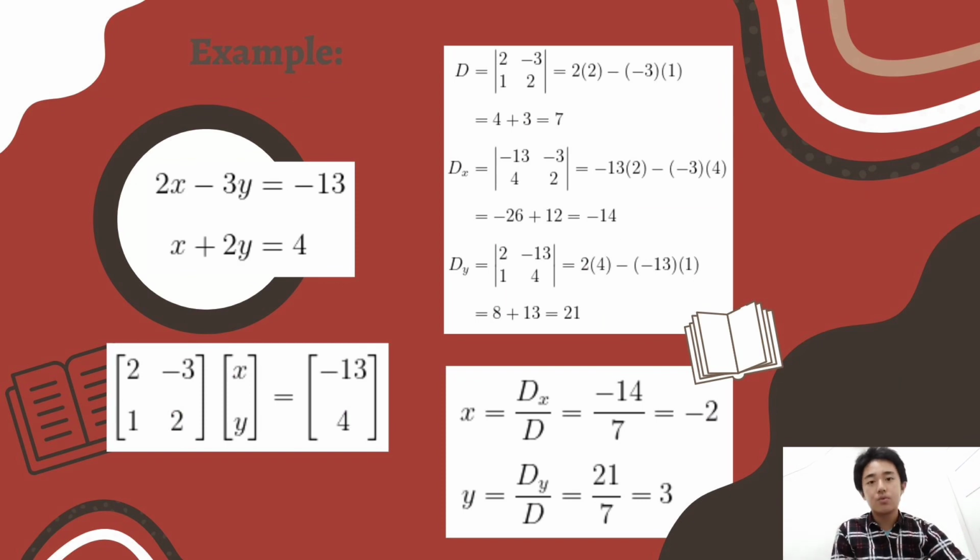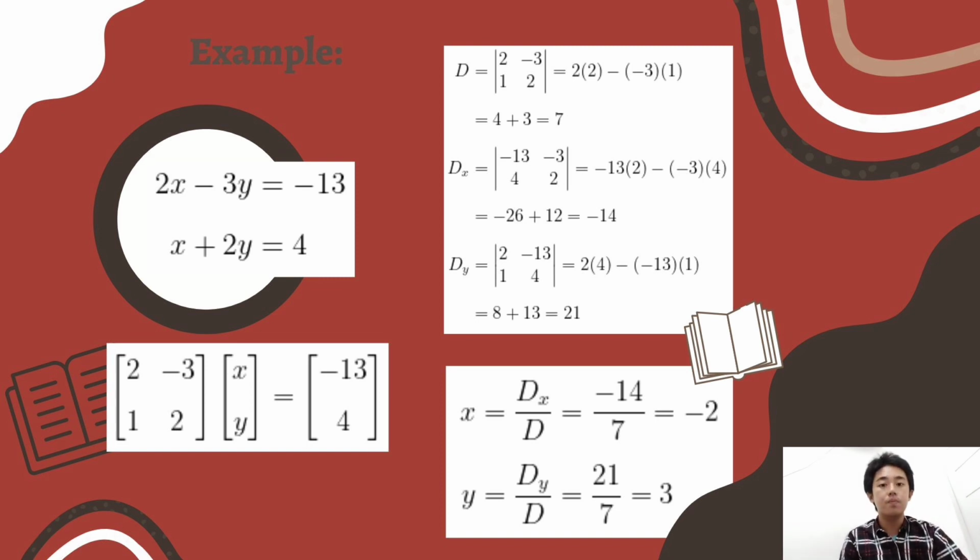Alright, Cramer's rule. This one is the trickiest because it includes linear equations. My friends already explained the formula earlier, so let's jump right into the example. We have here 2x minus 3y equals negative 13, and x plus 2y equals 4. So we have this linear equation.